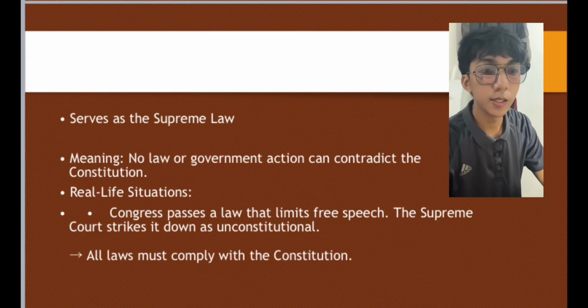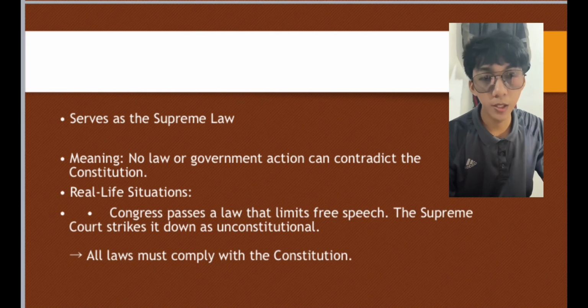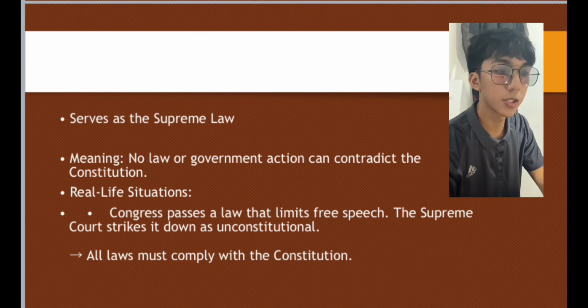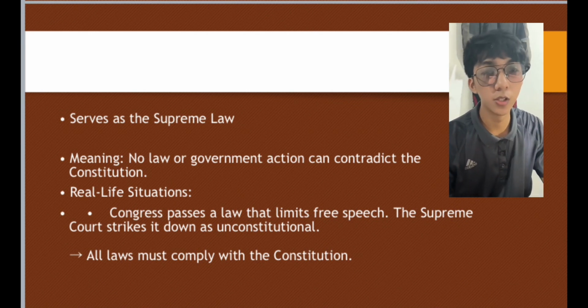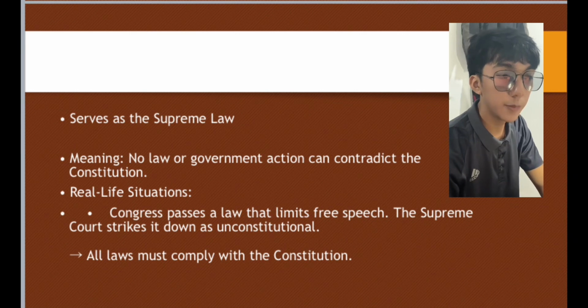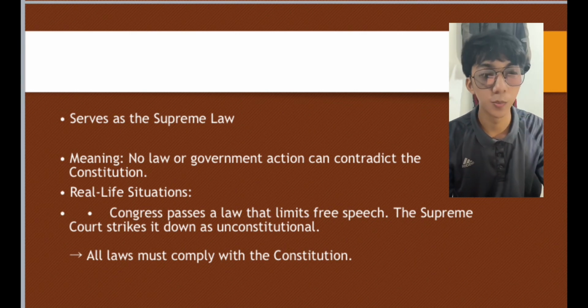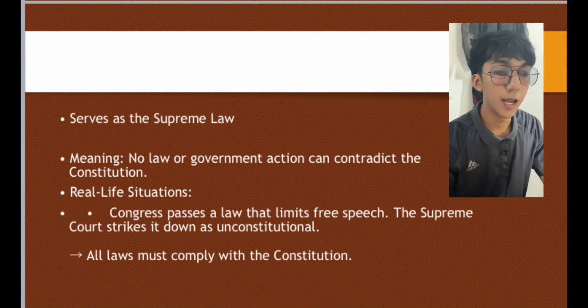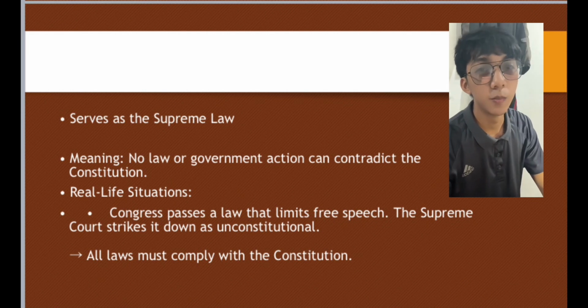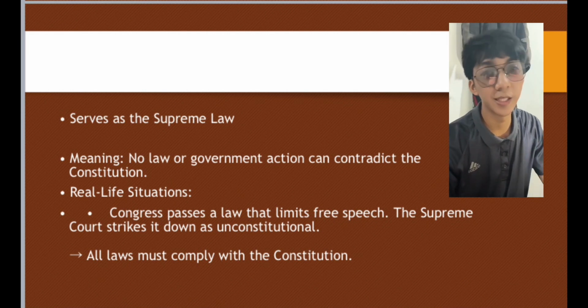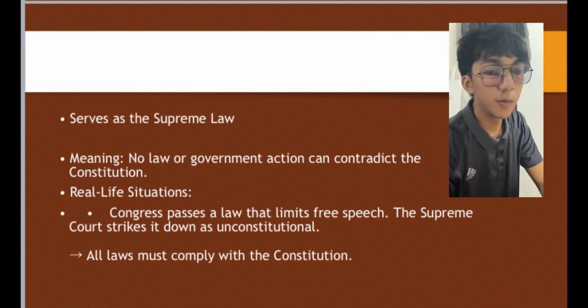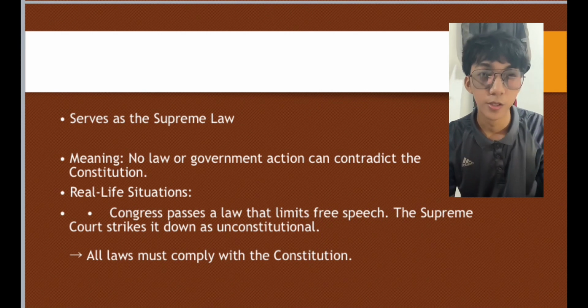So third, it serves as a supreme law, meaning no law or government action can contradict the Constitution. Real life situation, Congress passes a law that limits freedom of speech. The Supreme Court strikes it down as unconstitutional because every one of us has the freedom of speech, but it has limits. All laws must comply with the Constitution.